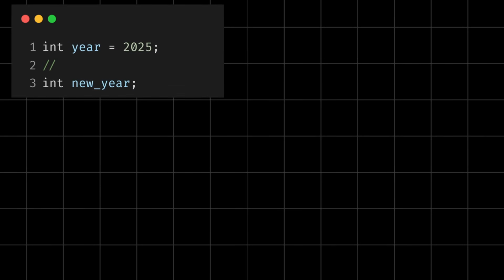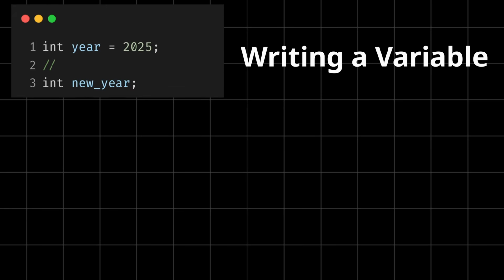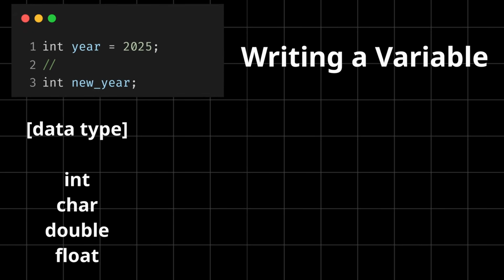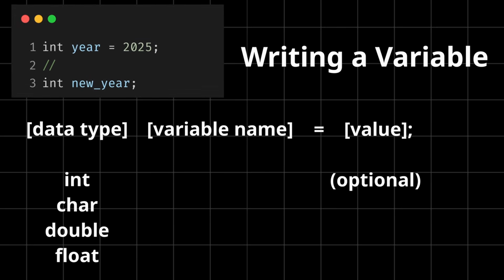Now, let's refocus on how we wrote our year variable a bit more and the rules for writing a variable. There's quite a bit to cover here. When we write a variable in C, the format is as follows. First, we write the data type of the variable, in this case, int, short for integer. And then we write the variable's name. Optionally, we can assign a variable a value at this point as well. You don't need to give a variable a value immediately, though it is good practice to give them a default value. We'll talk about this a bit more later.